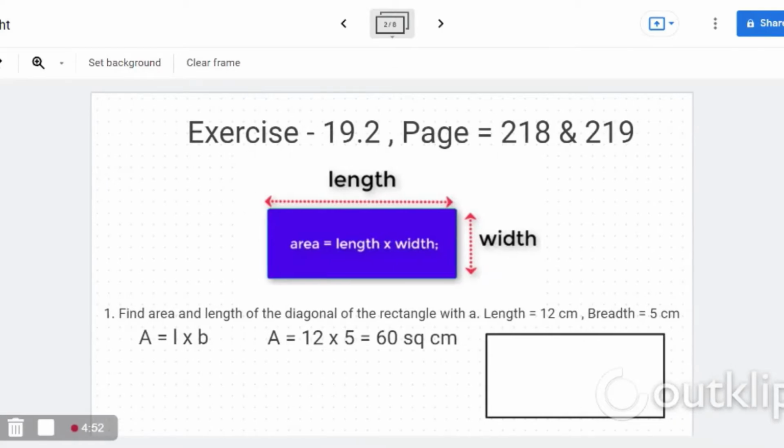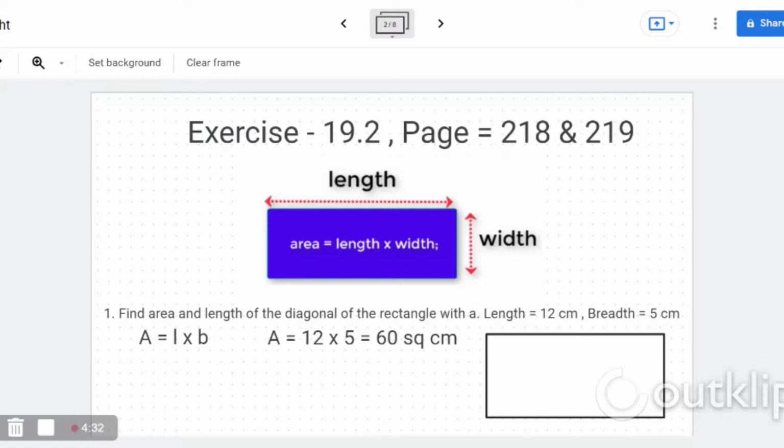Now, surprisingly, I have just started with 19.2 because this is the continuation of chapter number 19. We have not yet finished this chapter. This chapter is being continued at this part also. For your reference, just see this exercise 19.2, page number 218 and 219.